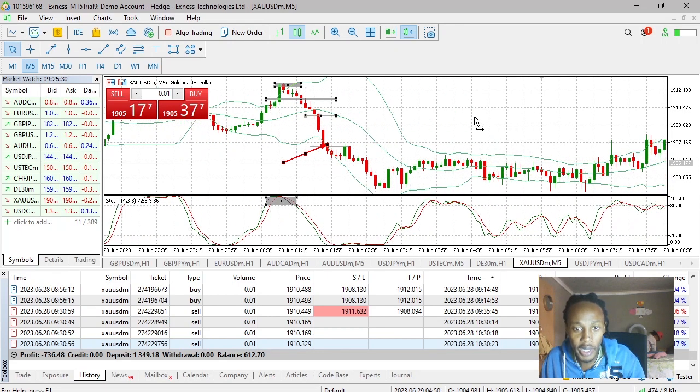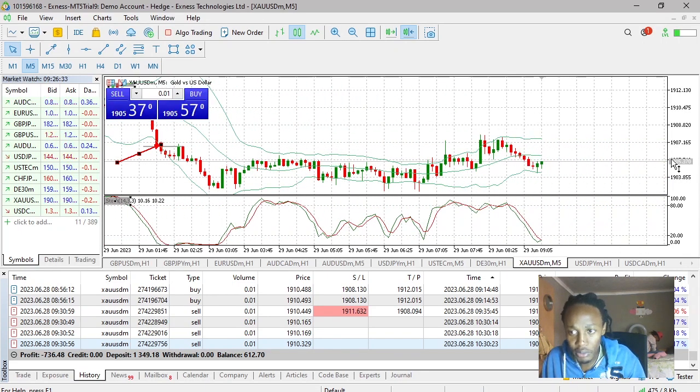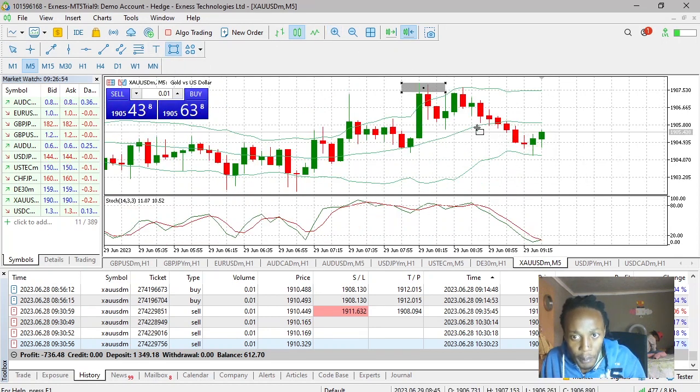So let me just show you another example. Like now, this was your signal over here. You can see that the candle went outside, then it came back inside, then crossed our middle band. Let me zoom. It closed below our middle band. This is your entry, this is your TP.